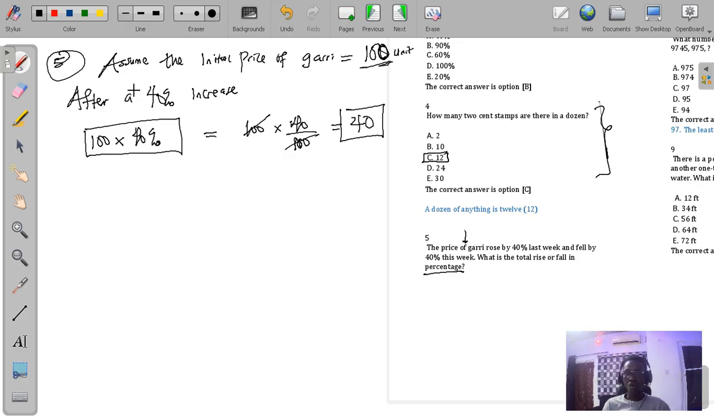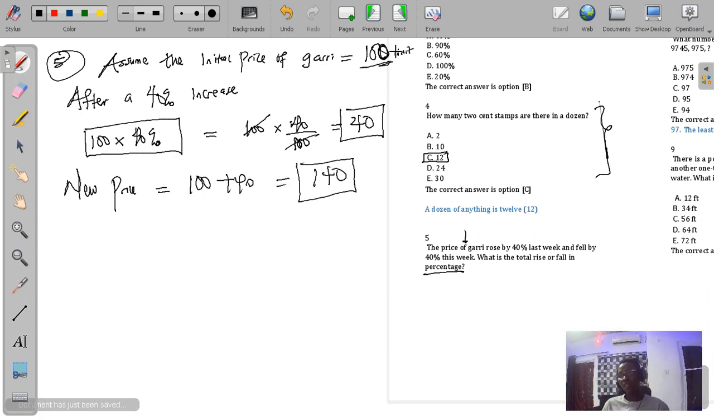So what happens? That means our new price after the first increase, after the 40% increase, should be the initial price plus the increment, which is 100 units plus 40, and that is 140 naira. So if the initial price is 100 and I have an increase of 40% on this price, that's 140 naira. It's just as if you are selling, let's say, granite for 100 naira, and then you decide to increase it by 40% of that price. So that means you are now selling it for 140 naira.